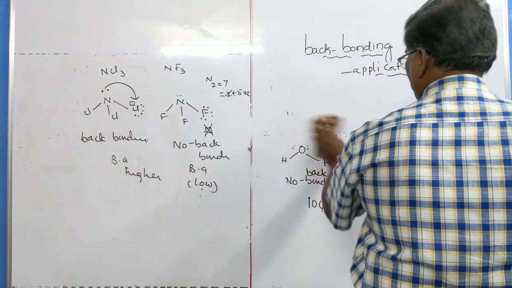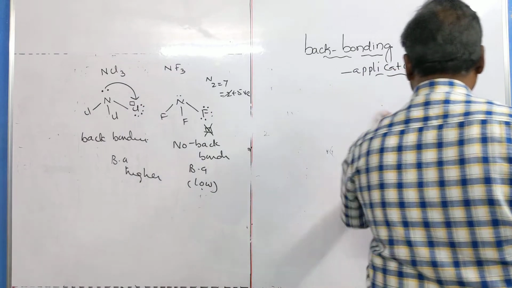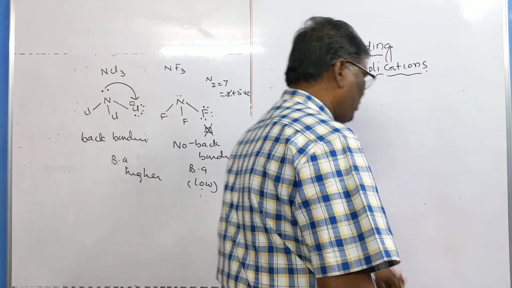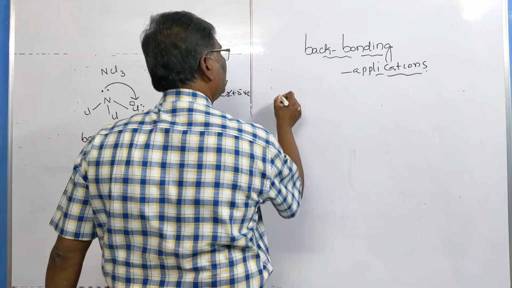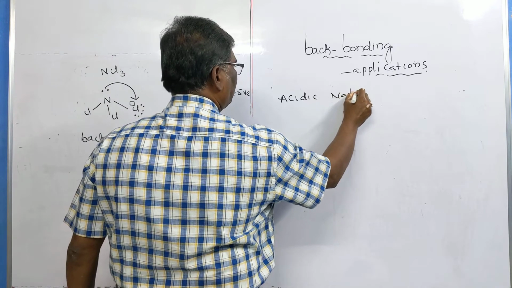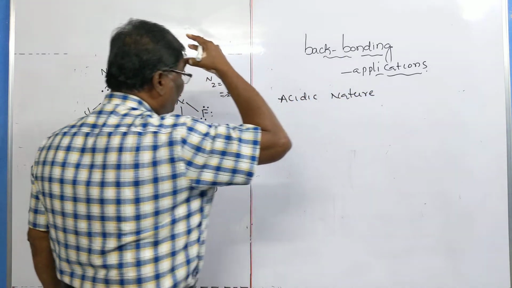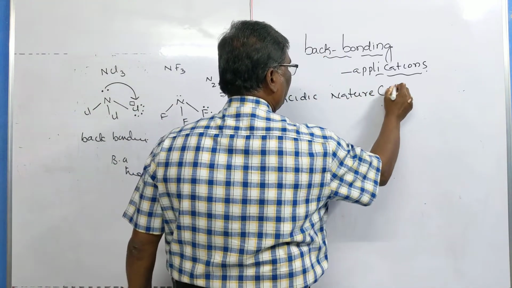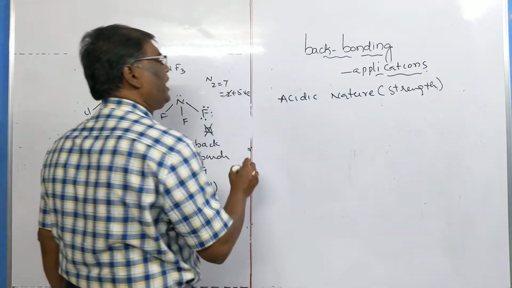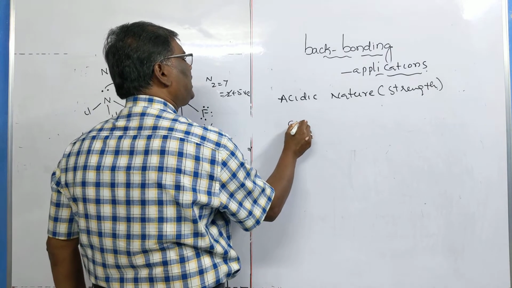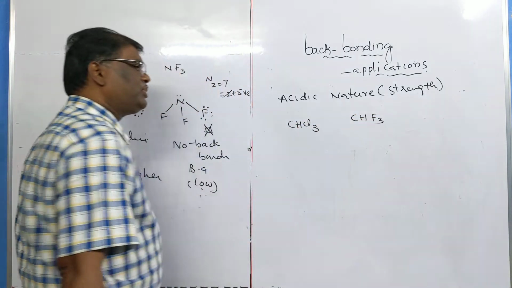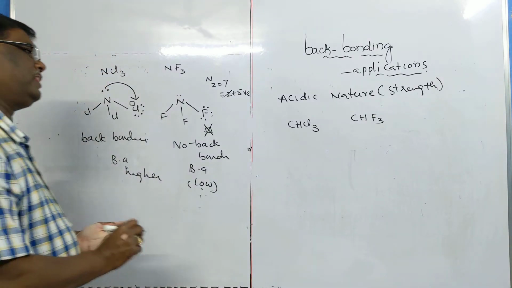Now another application is acidic nature. Acidic nature, or acidic strength, is explained on the basis of back bonding. Now we take CHCl3 and CHF3. Which is more acidic? We will explain this one.